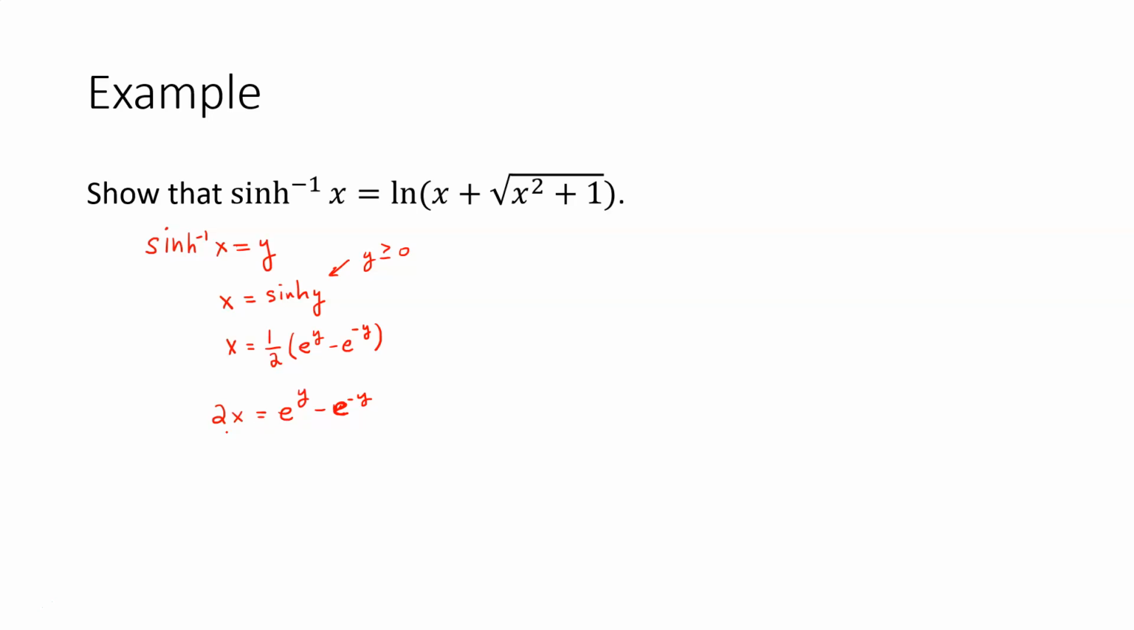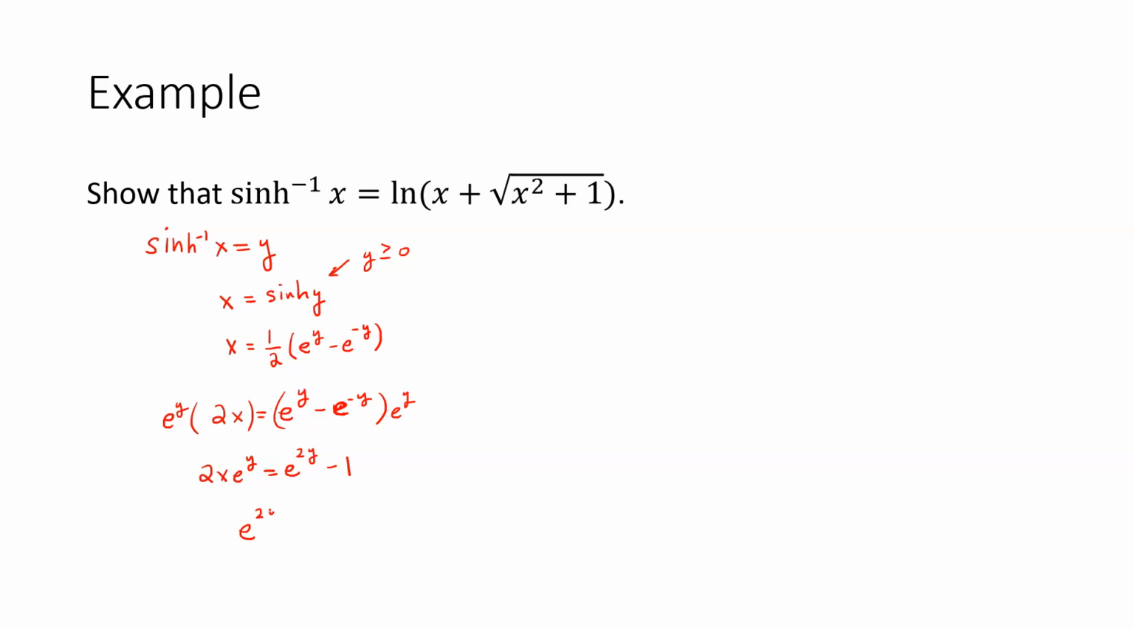Okay, and the trick here is, well, we've got an e to the y minus e to the negative y. The trick here is to multiply through this equation by e to the y, so that this becomes e to the 2y minus 1. Right, so I just multiply both sides by e to the y there to get there. And now we get something that almost resembles a quadratic equation.